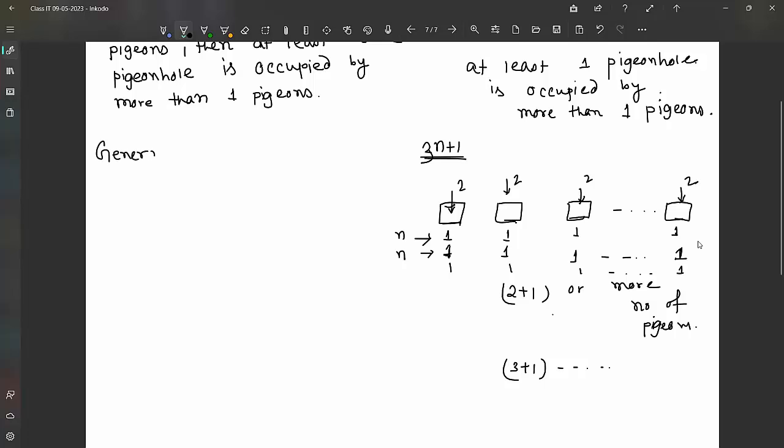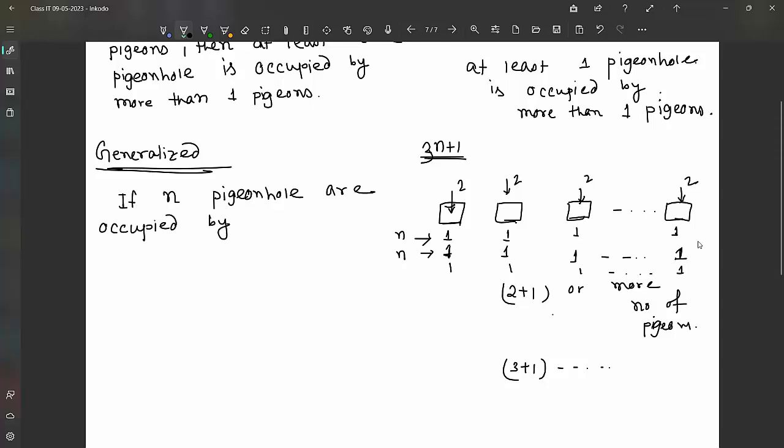The generalized form says that if n pigeonholes are occupied by kn plus 1 pigeons. Okay, so here we set k equal to 3. In the previous case we set k equal to 2. So this is the value of k. We can change that. Now we use the k.